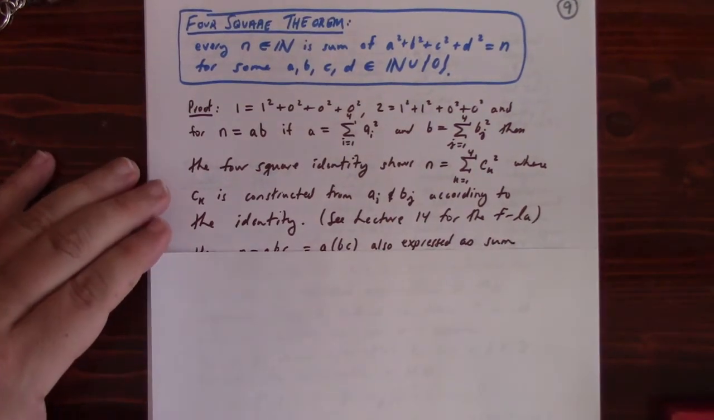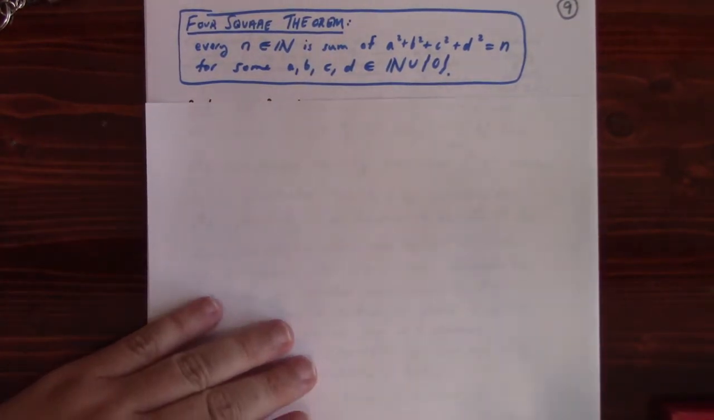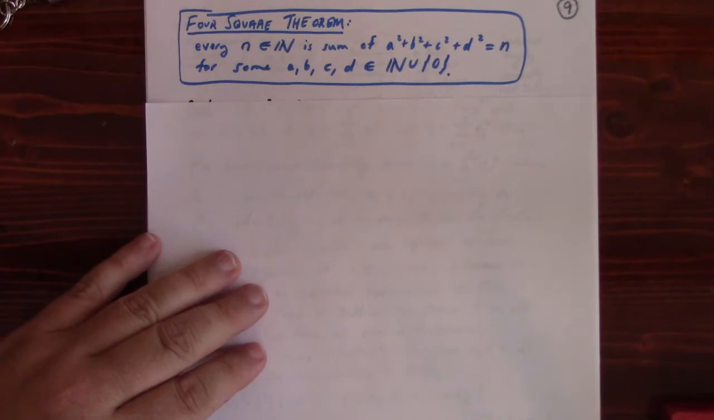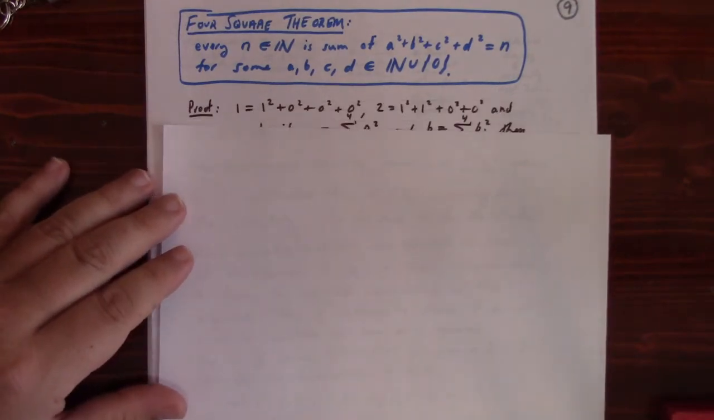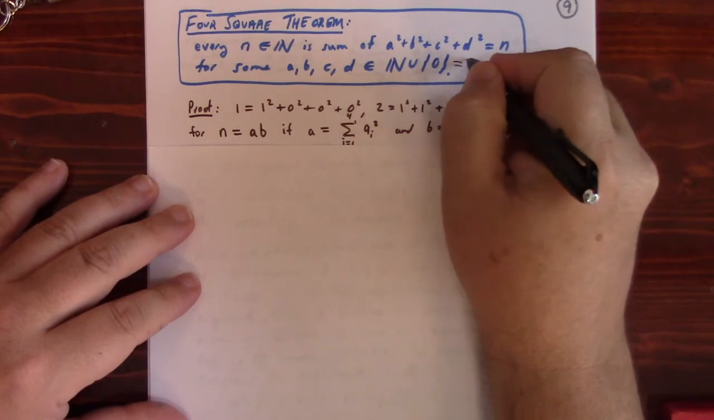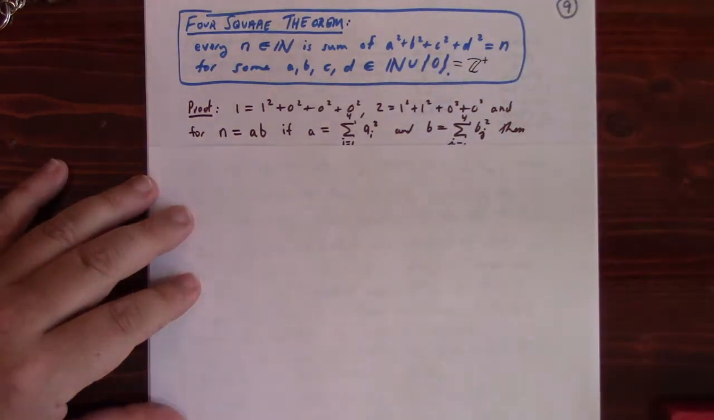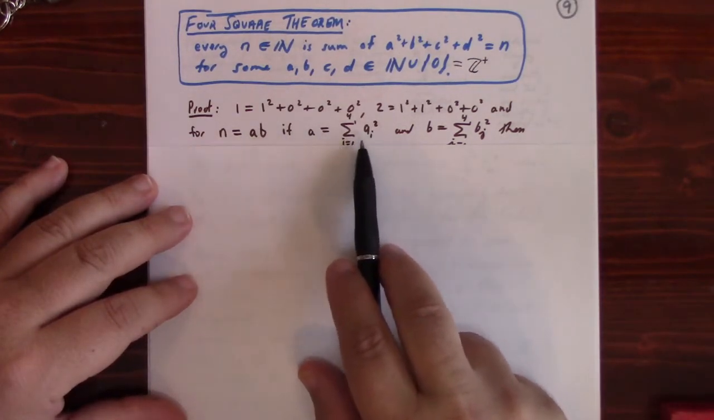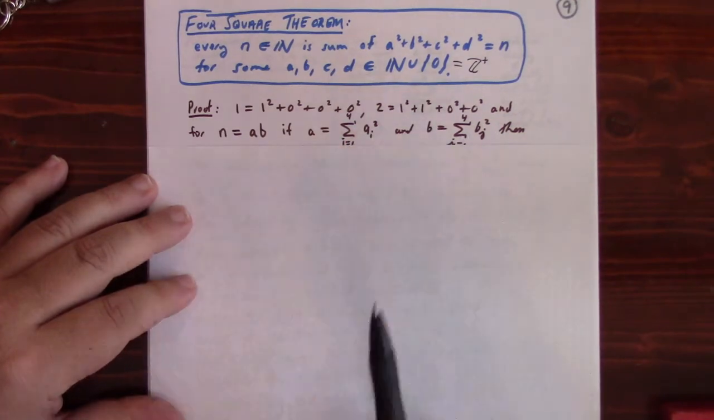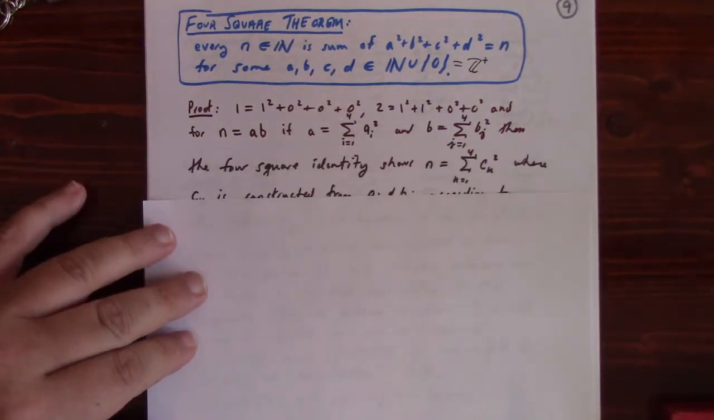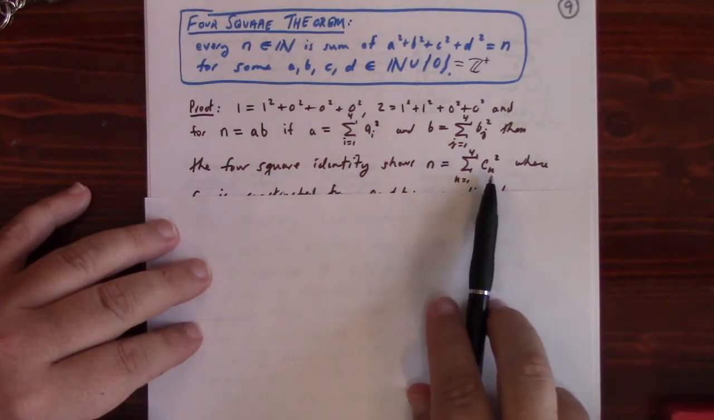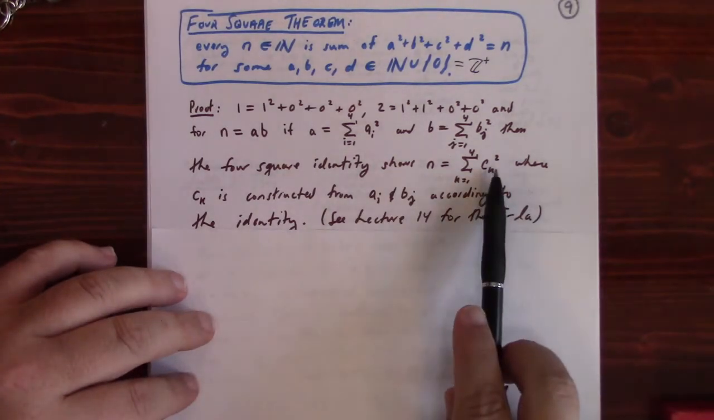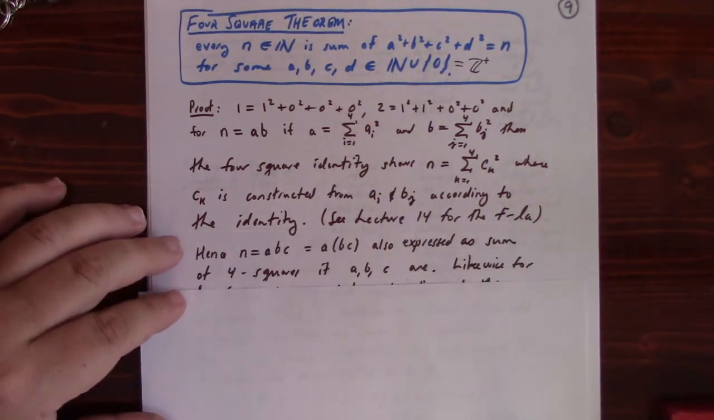So the foursquare theorem is this, again: any integer is the sum of four squares. All right, it's four integer squares, for some a, b, c, d in the natural numbers and 0. Of course, this we've also been calling Z plus at times, right? As we mentioned, 1 and 2 work, and if n is composite, and if a is equal to that and b is equal to that, then the foursquare identity says that n is also equal to the sum of four squares with c1, c2, c3, and c4 described by the foursquare identity, as we just were looking at a second ago.